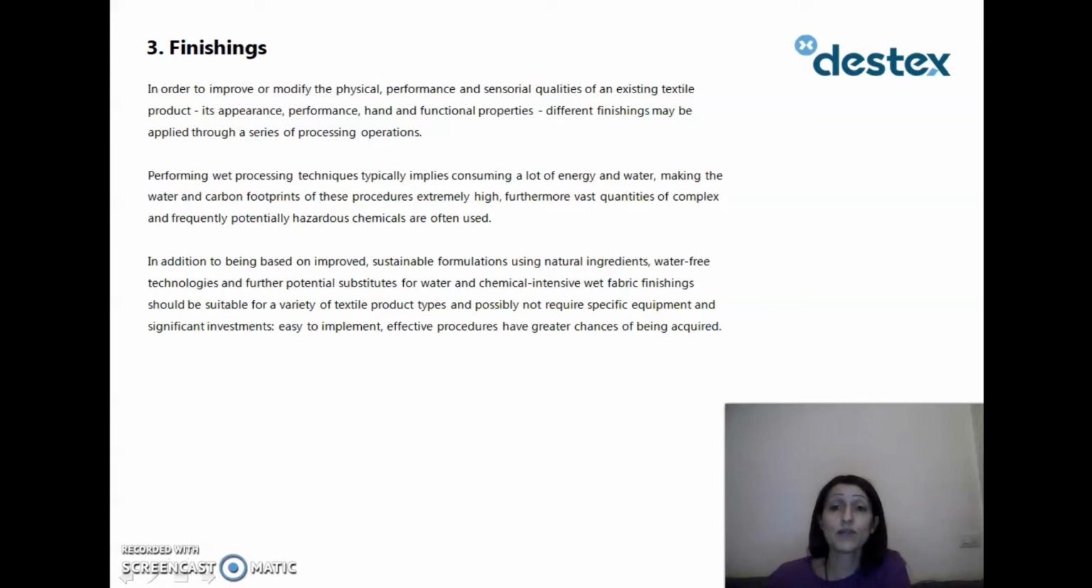In addition to being based on improved sustainable formulations using natural ingredients, water-free technologies and further potential substitutes for water and chemical-intensive wet fabric finishings should be suitable for a variety of textile product types and possibly not require specific equipment and significant investments, since easy to implement, effective procedures have greater chances of being acquired.